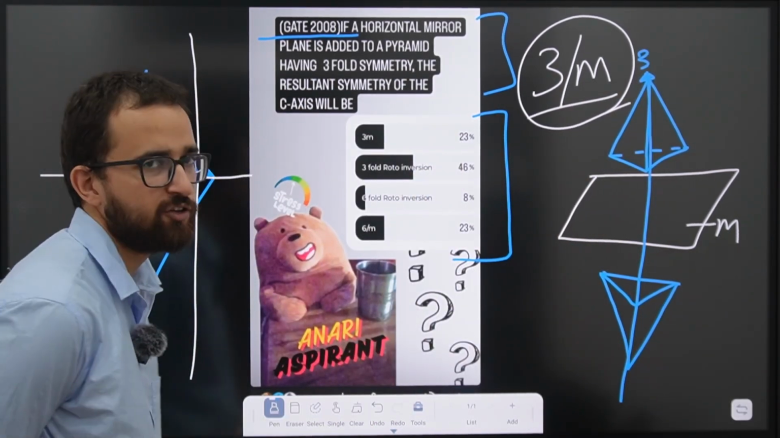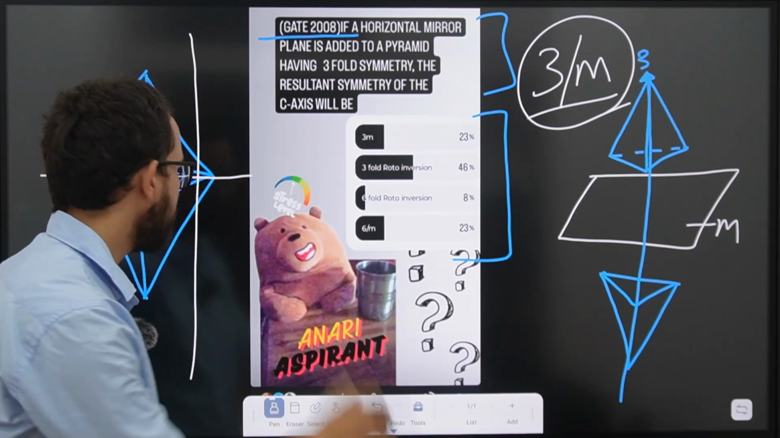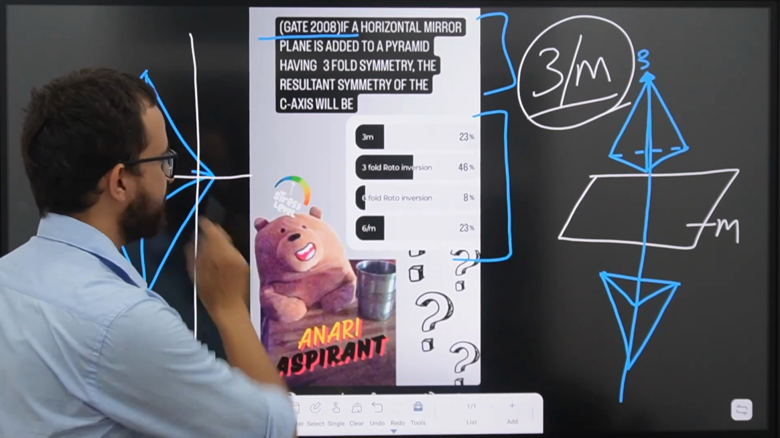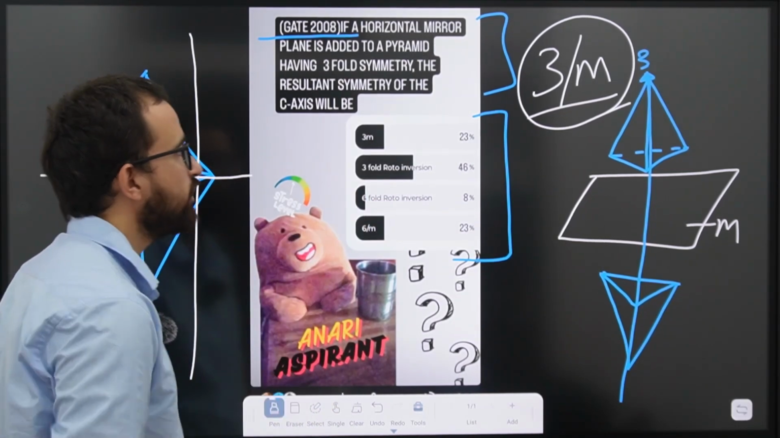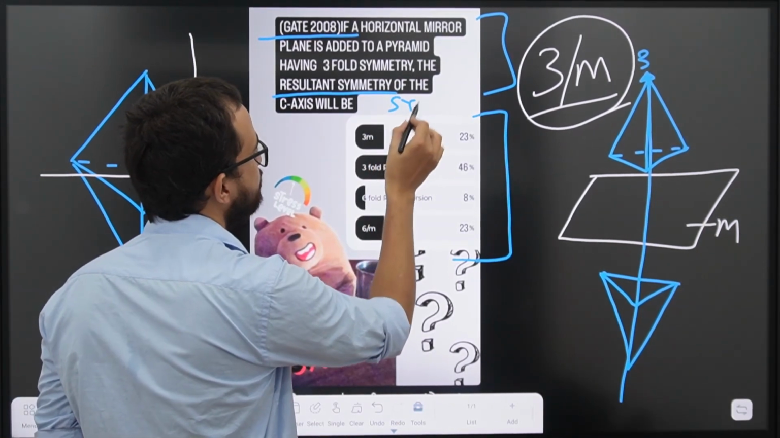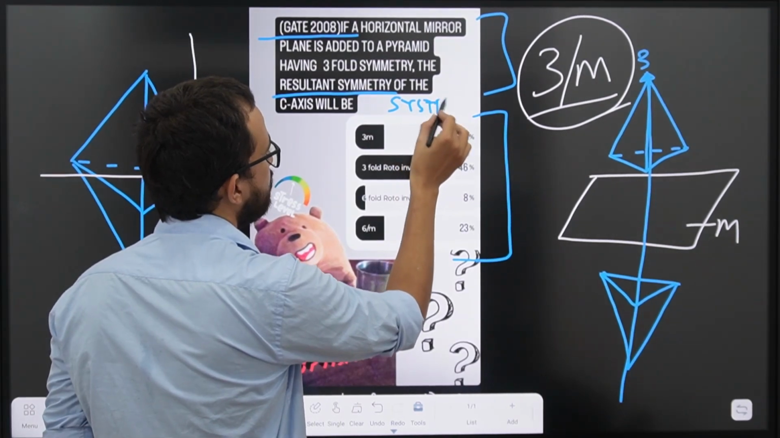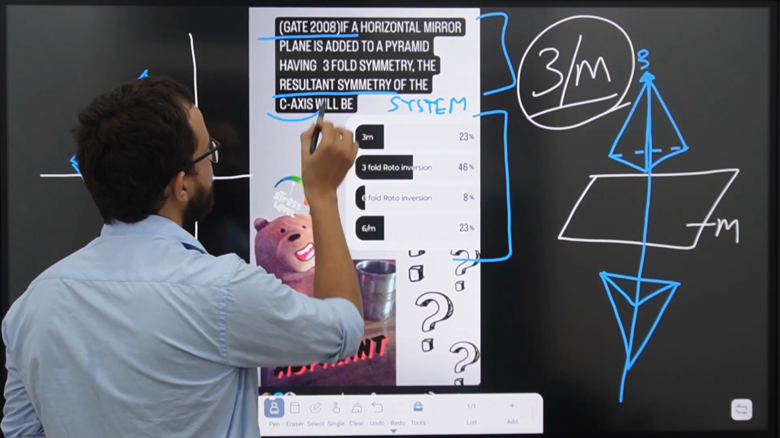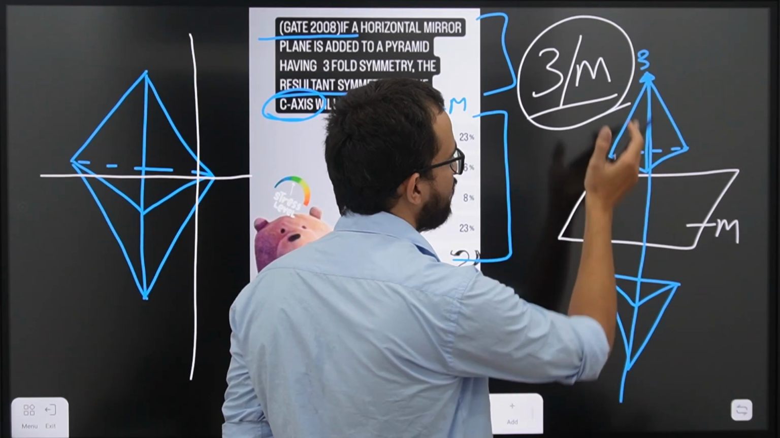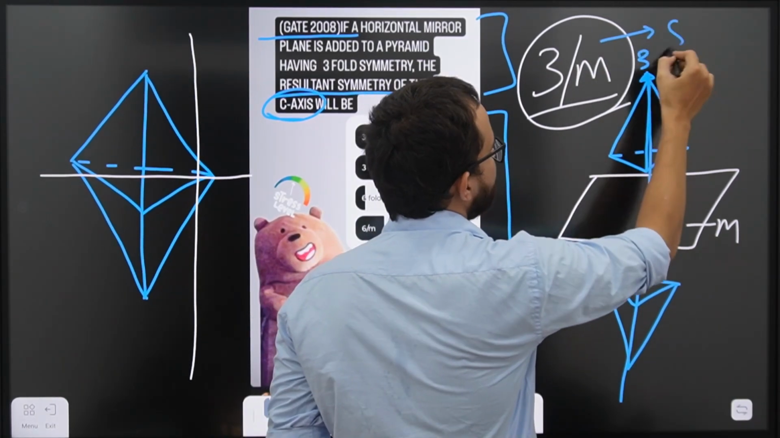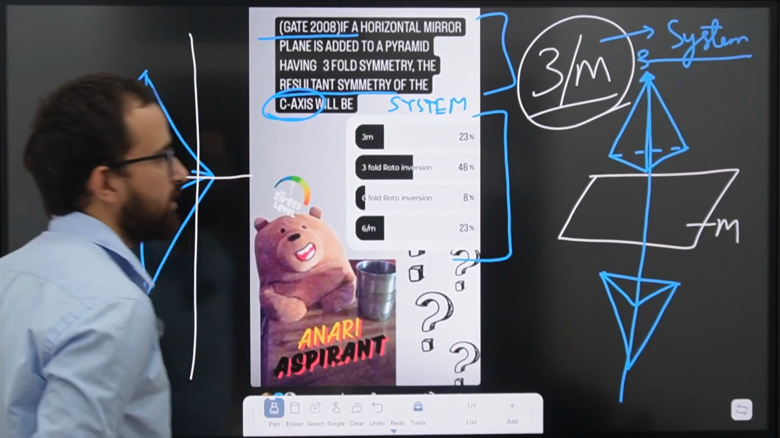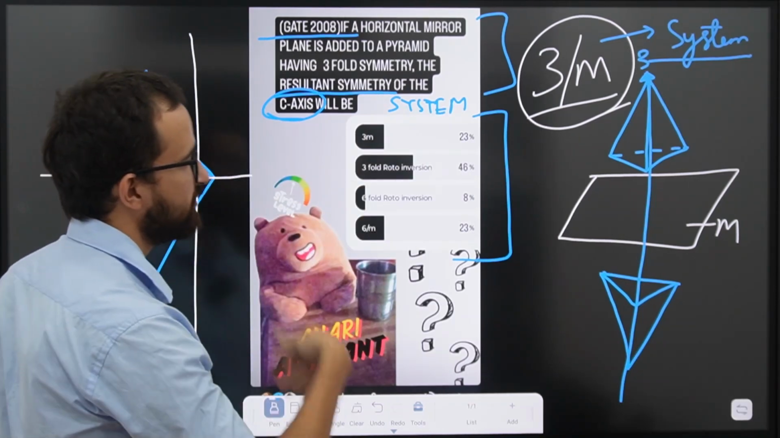Is it in the options? It is not in the options. Okay, so are we wrong? No, we are not wrong. 3/m is supposed to be the symmetry of the system. Okay, but you have to read the question very carefully. The question is not asking the resultant symmetry of the system. It is asking the resultant symmetry of the c-axis. So what you have to do is denote the symmetry of the c-axis, 3/m being the symmetry of the system. But the examiner is interested in what is happening to the c-axis, not the system as a whole.